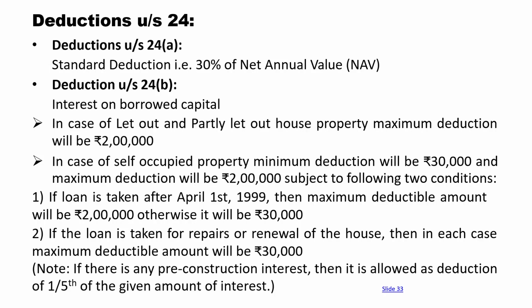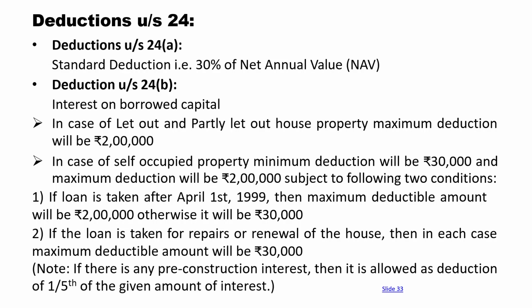Then the second deduction, the most important one. What is that? Interest on borrowed capital, meaning interest on the loan taken. In case of a let out house property, a very clear and simple rule is there. In case of let out and partly let out house property, the maximum deduction will be 2 lakhs. How much is the maximum deduction? Let out house property, 2 lakhs. If the amount exceeds 2 lakhs, then the assessee will get only 2 lakhs as a deduction. If the amount is below 2 lakhs, the whole amount will be deductible as interest on loan or borrowed capital.